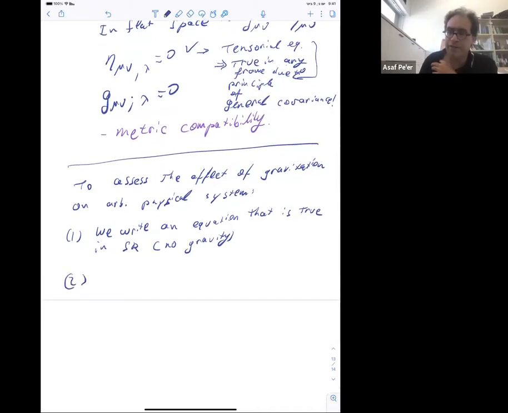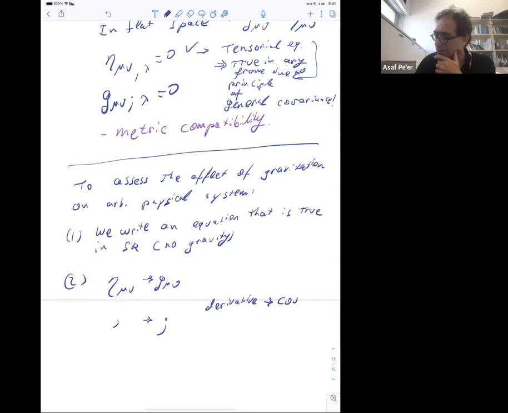And then every time we see an eta mu nu, replace it with a g mu nu. Every time we see a derivative, replace it with a covariant derivative. That's called the comma, semicolon rule: derivative goes to covariant derivative. And according to the principle of general covariance, we know that the equation we obtain will be correct in the presence of gravity.